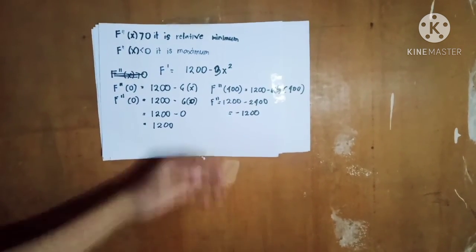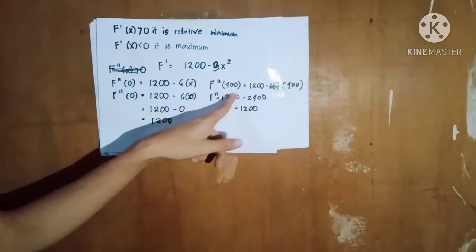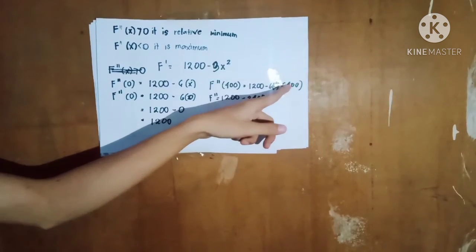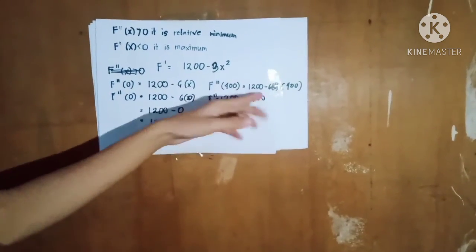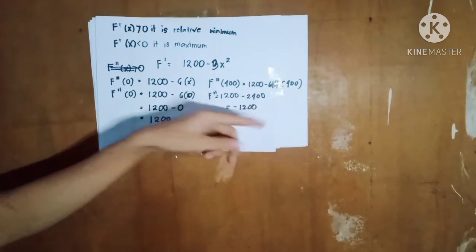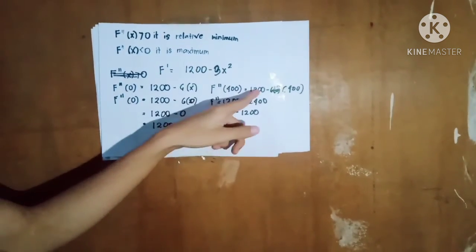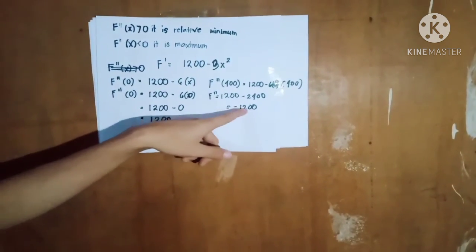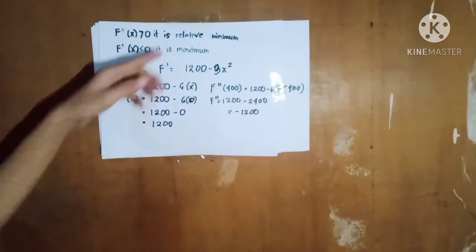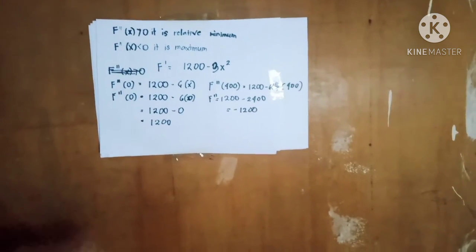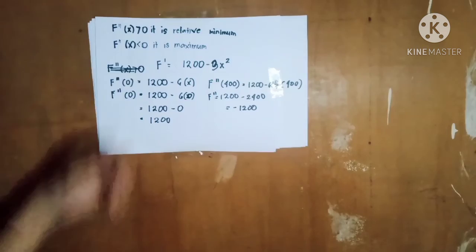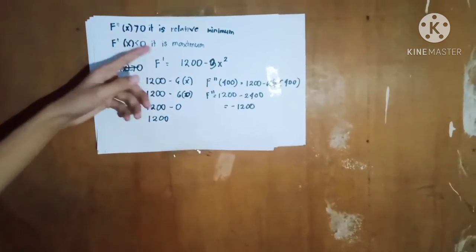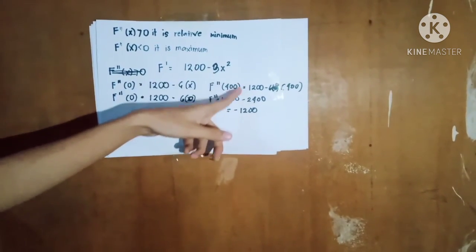Next is yung second value ng ating factor which is 400. So, f double prime 400 is equal to 1,200 minus 6 times 400. So, 6 times 400 is equal to 2,400. Then, bring down natin yung 1,200. Then, 1,200 minus 2,400 is equal to negative 1,200. So, therefore, it is a relative maximum because it is less than 0. So, magiging sagot natin dito is 400.